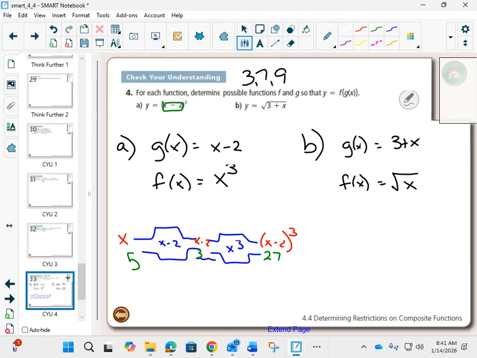And you can circle questions 3, 7, and 9.